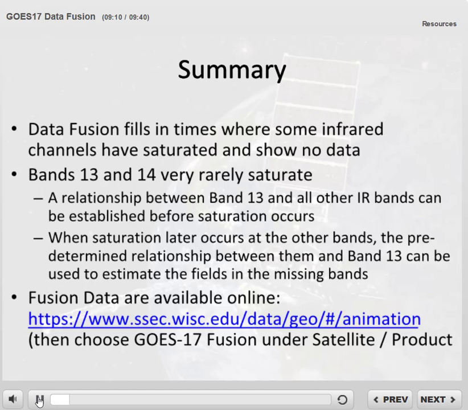Some concluding thoughts. Fusion data fills in missing data from individual bands by relating the clean window infrared channel to the band that becomes missing. This relationship is determined when all bands are well calibrated. Then, when the satellite band saturates, that established relationship can be used to infer what the saturated band would be detecting based on the values in the clean window band.